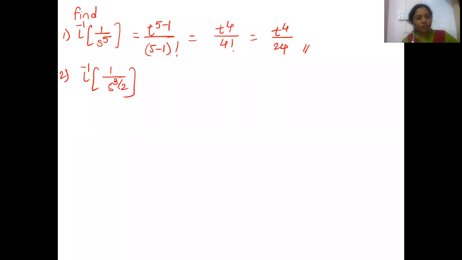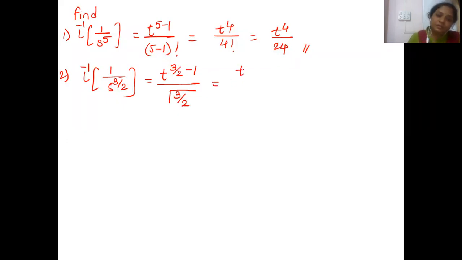t raised to 3 by 2 minus 1 upon gamma 3 by 2. Correct. That is in general. It is not only for integers. The general formula for the inverse Laplace of 1 upon s raised to n is t raised to n minus 1 upon gamma n. So 3 by 2 minus 1 is 1 by 2.